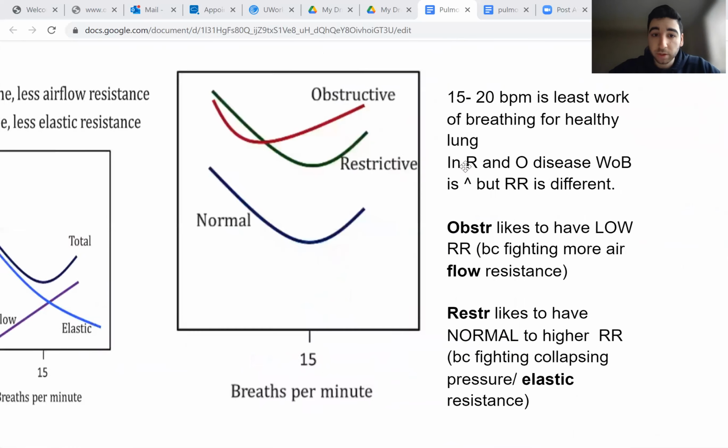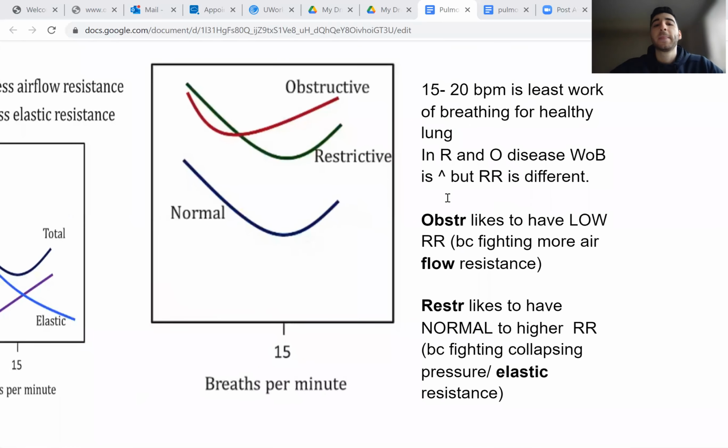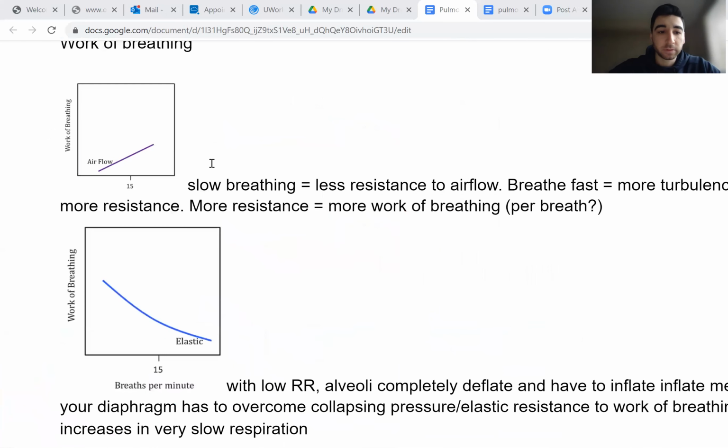Well, in obstructive disease, let's look at that first. So patients with obstructive disease have a low respiratory rate. And the reason for that is because they have more airflow resistance. They're obstructed. So if we look at this airflow resistance relationship, they'd like to minimize this. They don't want to breathe here. They want to breathe here because they have a lot of turbulence when they breathe. So they want to breathe at a slower rate.